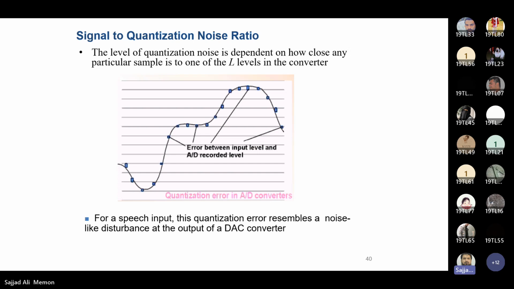For a speech input, this quantization error resembles a noise-like disturbance at the output of a DAC converter. If the quantization mismatch, that means the actual sample value and the level have a significant difference, then when we convert the signal from digital to analog, we will hear a noise disturbance at the output.